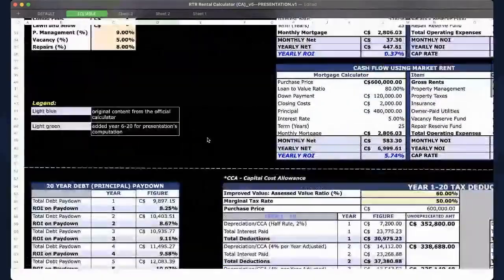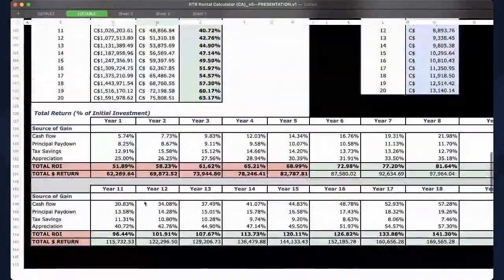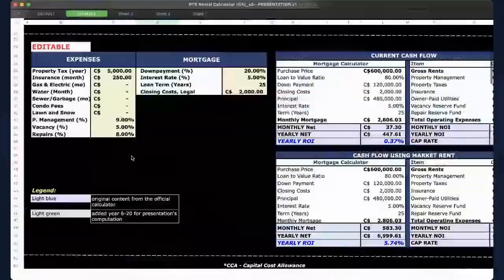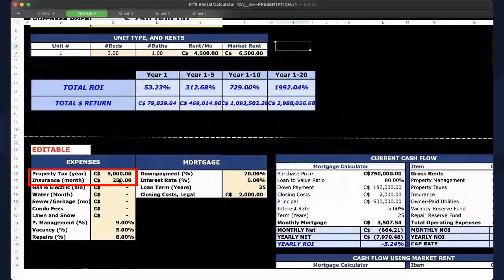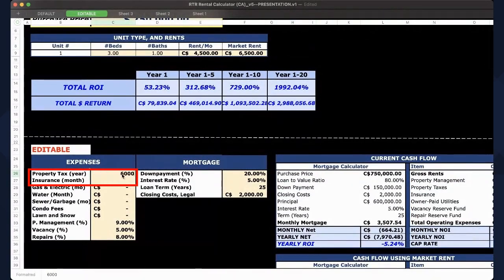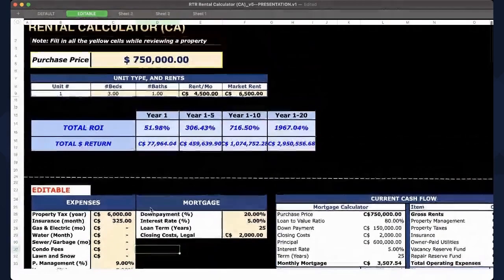All of those numbers that we had down here, where it was accumulating all the numbers, this is where it is putting it up way up here. Again, we went through each one of those calculators individually, but let's play a game here. Imagine 750,000 is the price of the property. Say that we're going to rent it for $6,500 optimum rent. Say that the taxes were a little bit higher and it was 6,000, and say that insurance was more and was 325, let's say.